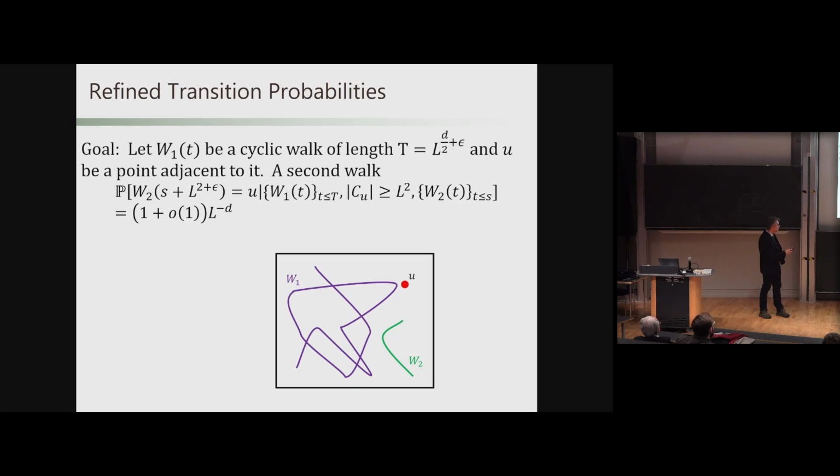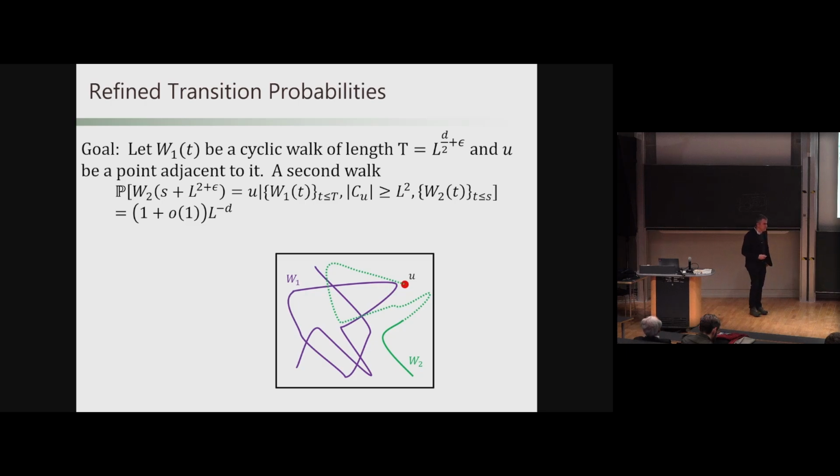And I'll just reveal a first cyclic walk W1 up to that time, and then a second cyclic walk W2 up to some time s that's less than that value. And then let u be a point next to W1. Now I want to say, if I run W2 for another time that's a bit more than L squared, what's the probability of being exactly at u? So assuming that u is in a fairly big cycle itself. So I want to connect these up.